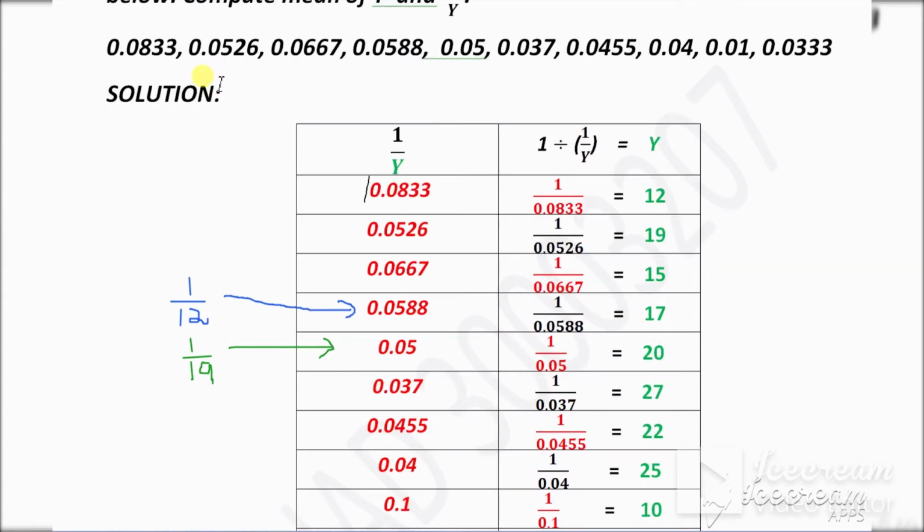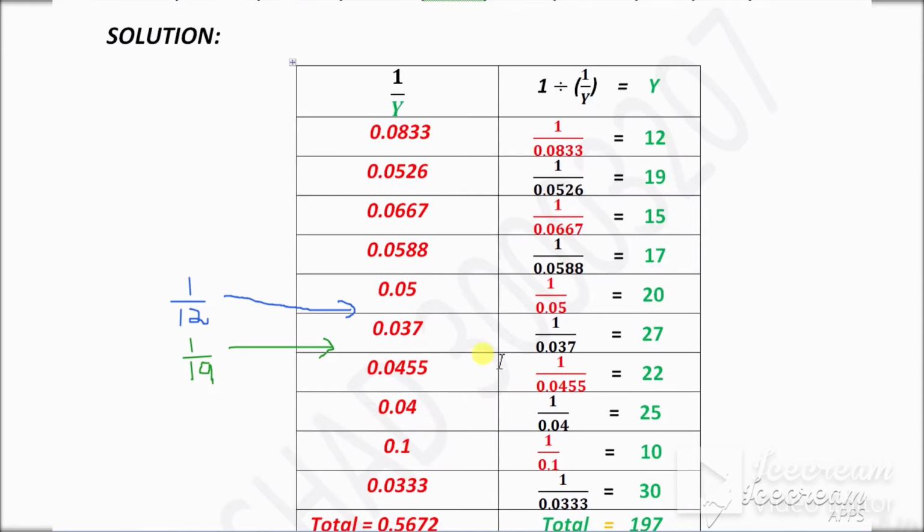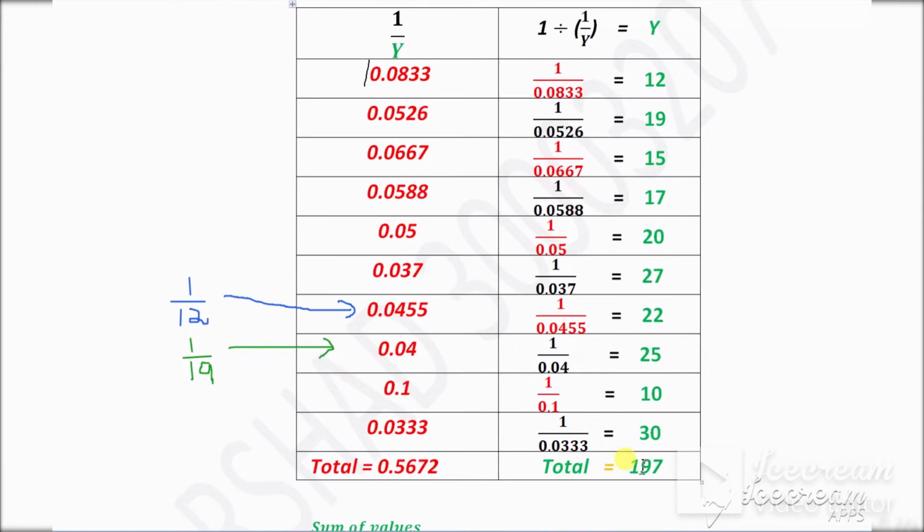Now I can write these numbers one by one in the table, and you know how to get this one. How to get this 12? 1 divided by this number you will get 12. How to get 19? 1 divided by this number is equal to 19. And similarly we will get all these values of y. Now add up both of these. The total of the green numbers is 197, the sum of y. And the red one, the 1 over y, add up this one, its total is 0.5672.